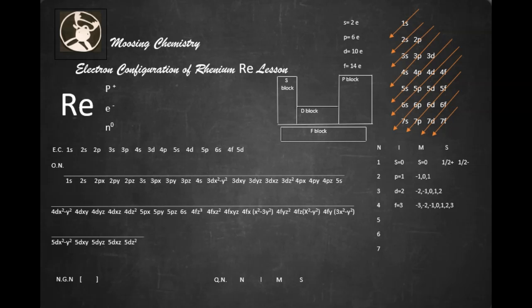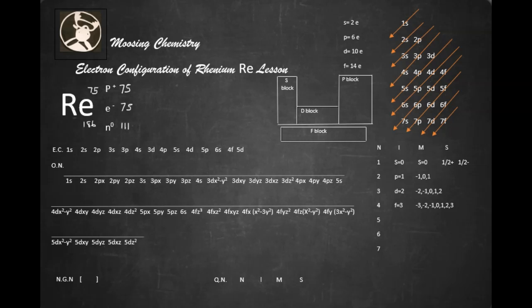This is the electron configuration of rhenium, Re. Rhenium is element number 75 on the periodic table, so the atomic number is 75. The atomic mass number, of course, is 186. Since it's atomic number 75, we have 75 protons. Since it's electrically neutral, we have 75 electrons. And now the neutron count is going to be 186 minus 75, and that's just going to be 111.